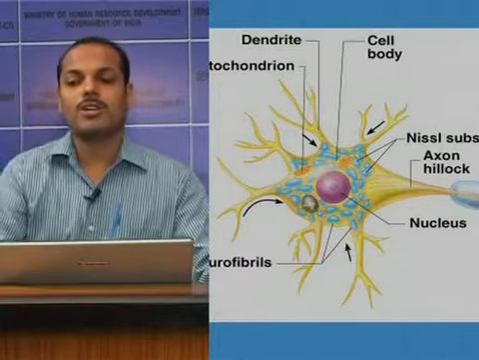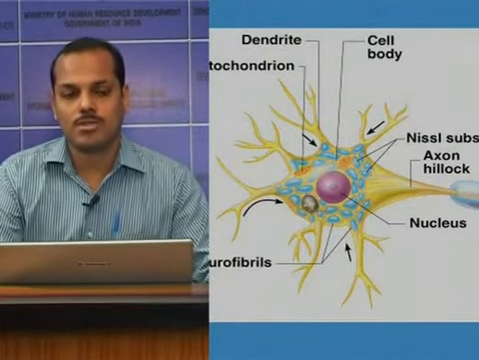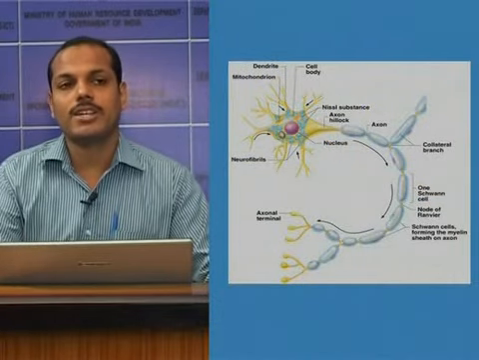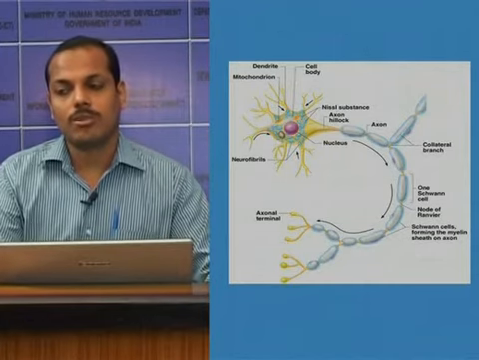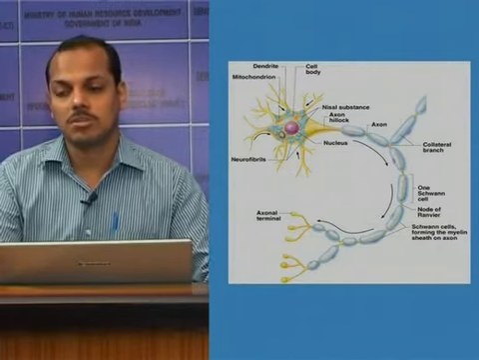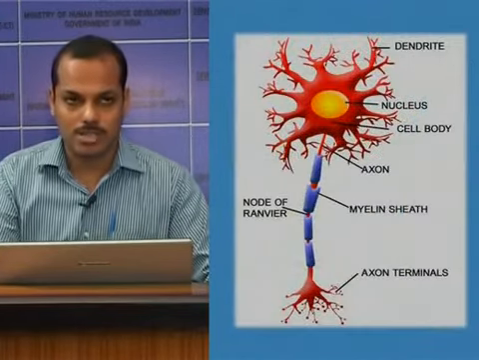Now, the next part of the neuron is the processes. There are two types of processes commonly seen: the dendrites and axon. The axon, always one axon will be there. Dendrites may be two, one, sometimes it may be absent, or multiple dendrites may be there.